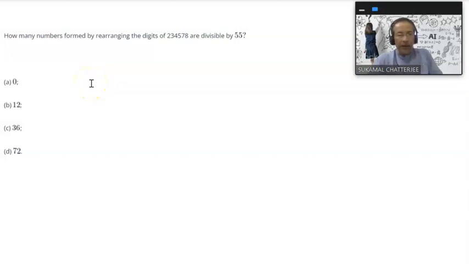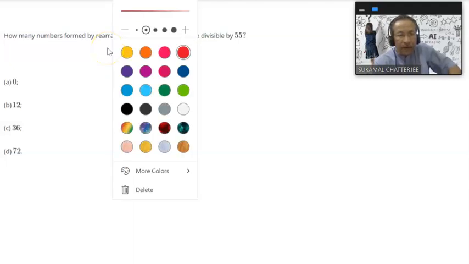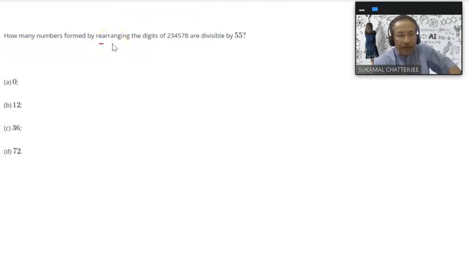We are discussing the ISI 2023 BStat paper today, and this is question number 8. It says: how many numbers formed by rearranging the digits of the given number 2, 3, 4, 5, 7, 8 are divisible by 55. Now, if a number is divisible by 55, then the number has to be divisible by 5 and 11. Now, if you look at the digits, they are 2, 3, 4, 5, 7, 8.